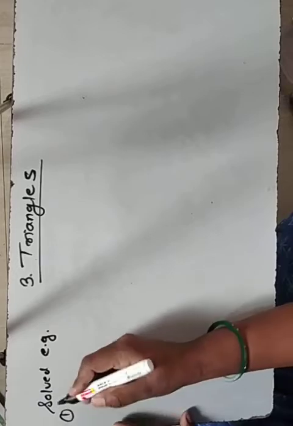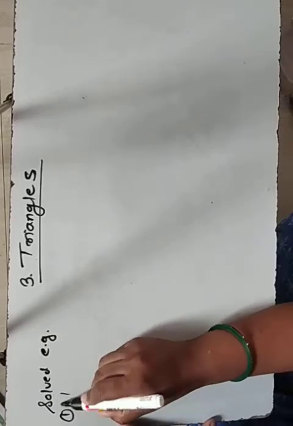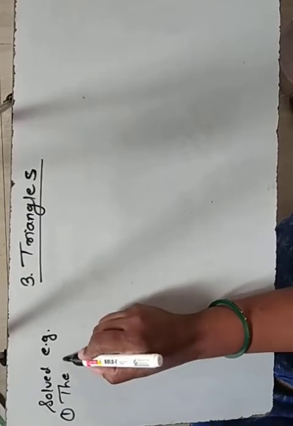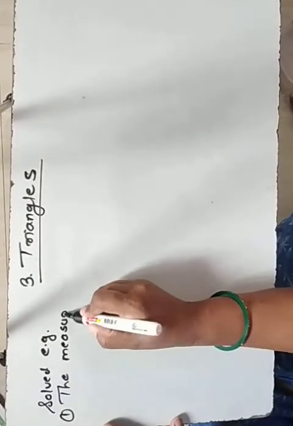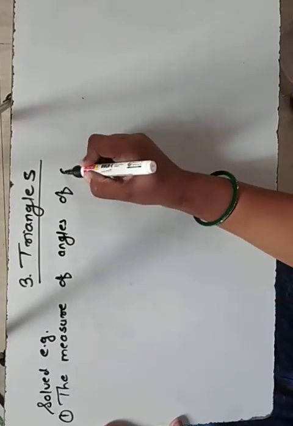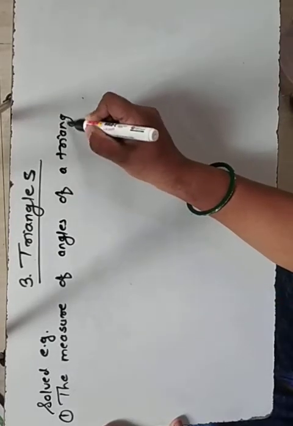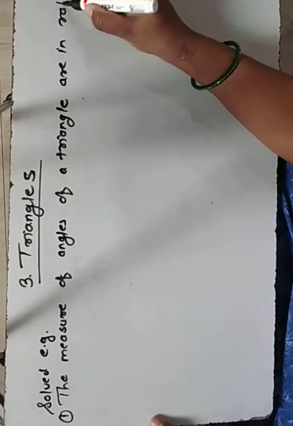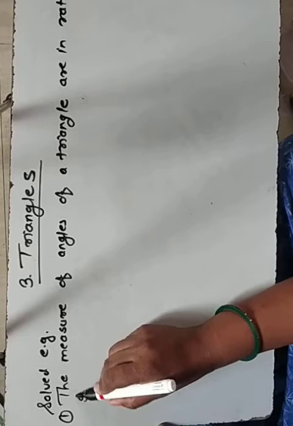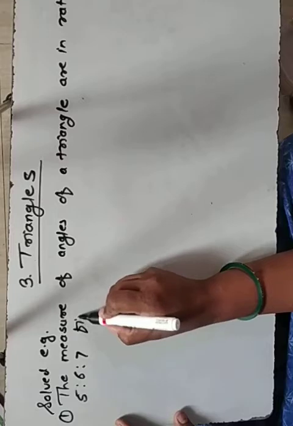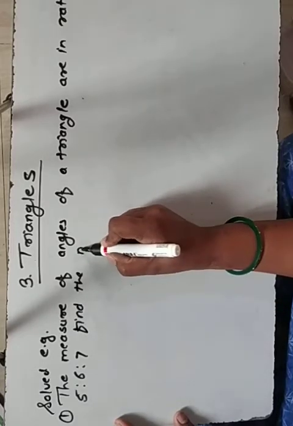The first question is: the measures of angles of a triangle are in the ratio 5:6:7. Find the measures.